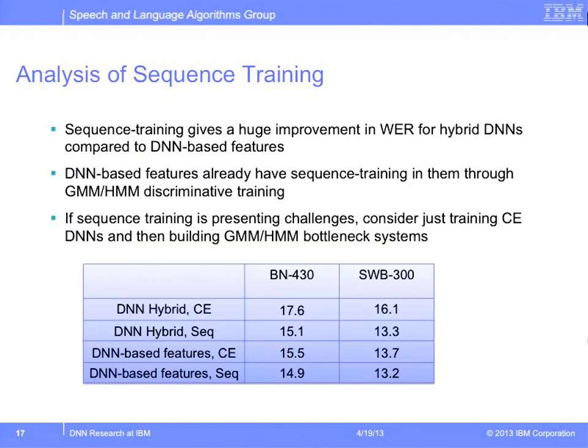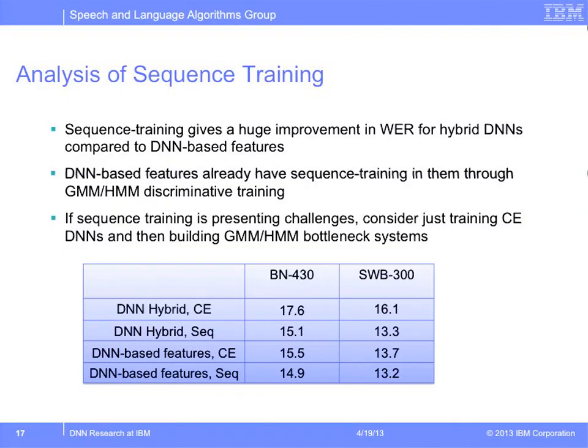But another nice benefit of DNNs is, when we train these DNN features, when we train hybrid systems, we do cross entropy and sequence training. That sequence training gives us a huge win in word error rate. To give you an idea, these are the word error rates on 400-hour broadcast news and 300-hour switchboard of a hybrid system, cross entropy and sequence trained. You can see we get about 10% relative improvement just by doing sequence training.